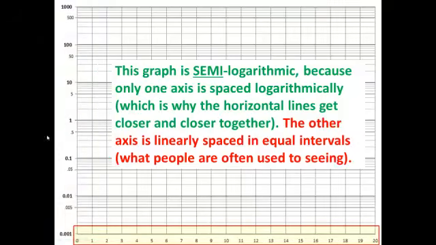Now the other axis down here is linearly spaced in equal intervals, and this is what people are often used to seeing. So the spaces from 0 to 1 are the same as they are from 1 to 2, and from 2 to 3, and from 3 to 4. Notice the lines don't get closer and closer together. They're spread apart in equal intervals.